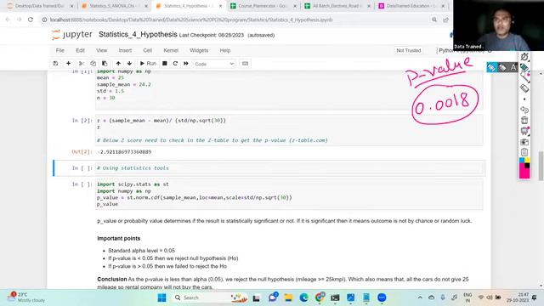Using statistics, first and foremost, we need to import stats. So import scipy.stats. SciPy is scientific Python, dot stats. We'll import NumPy also, because we need it to take a square root.